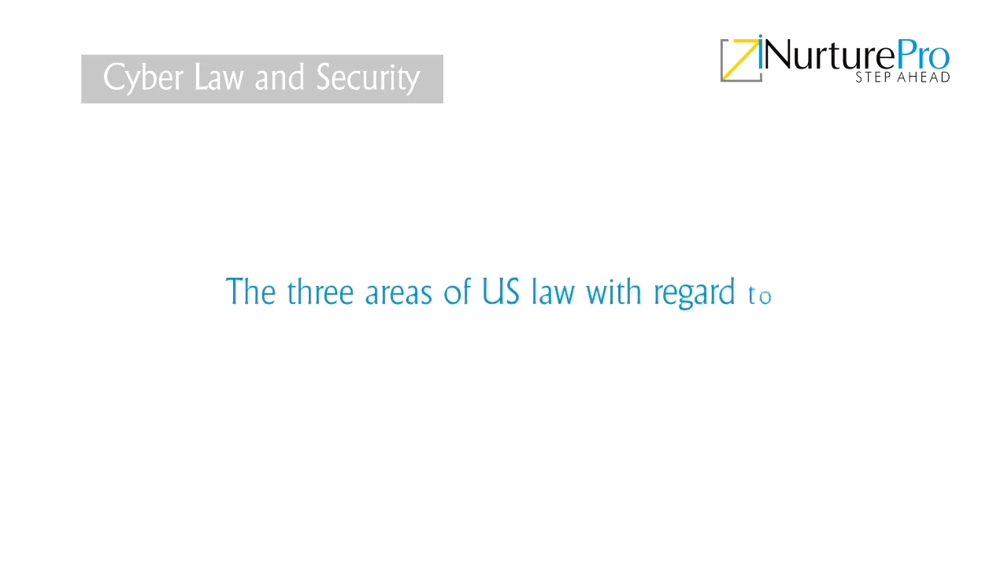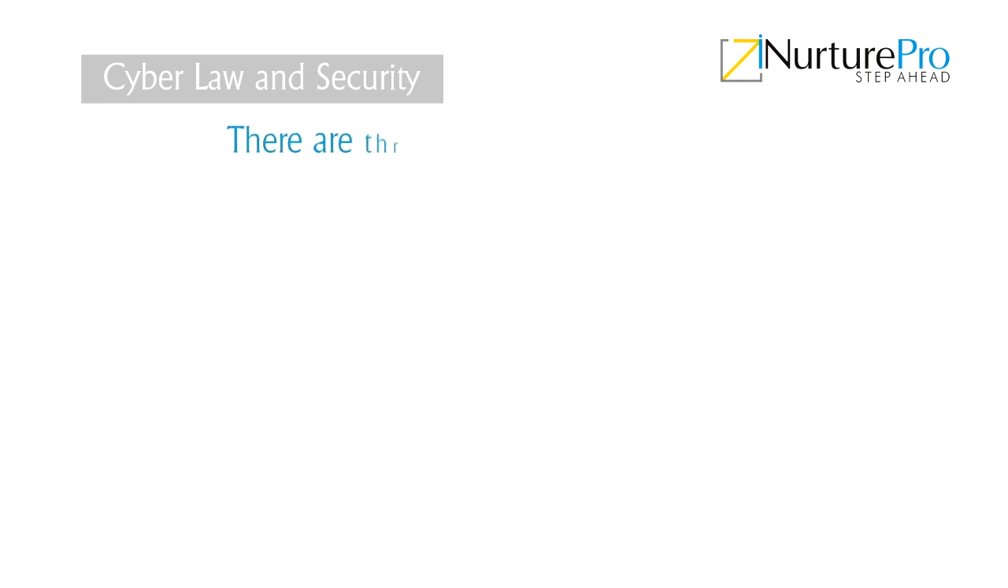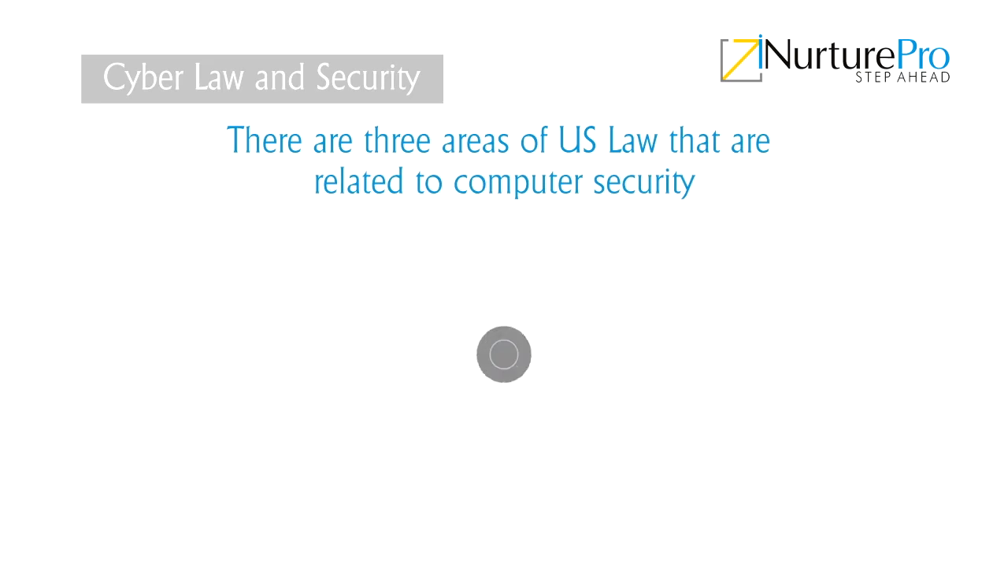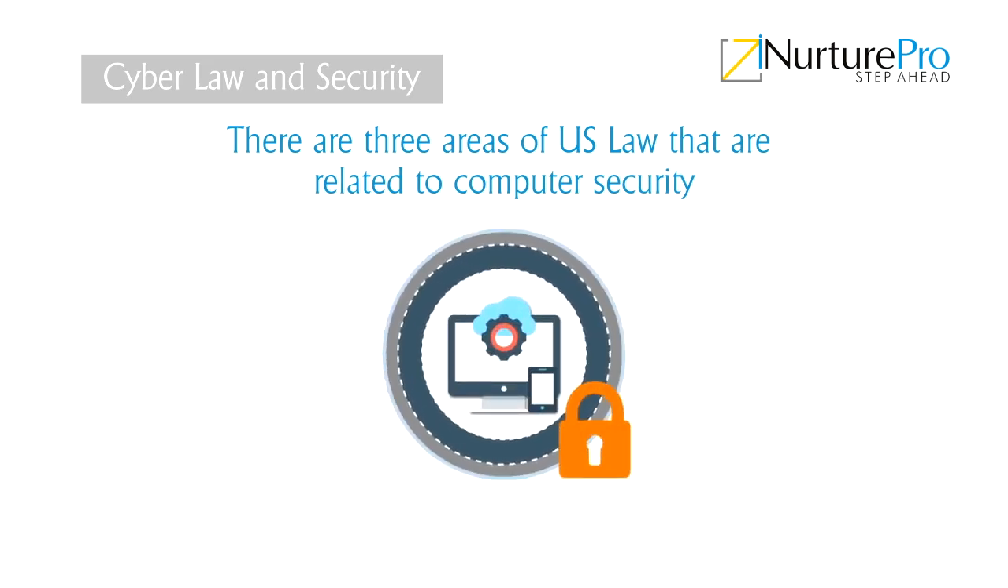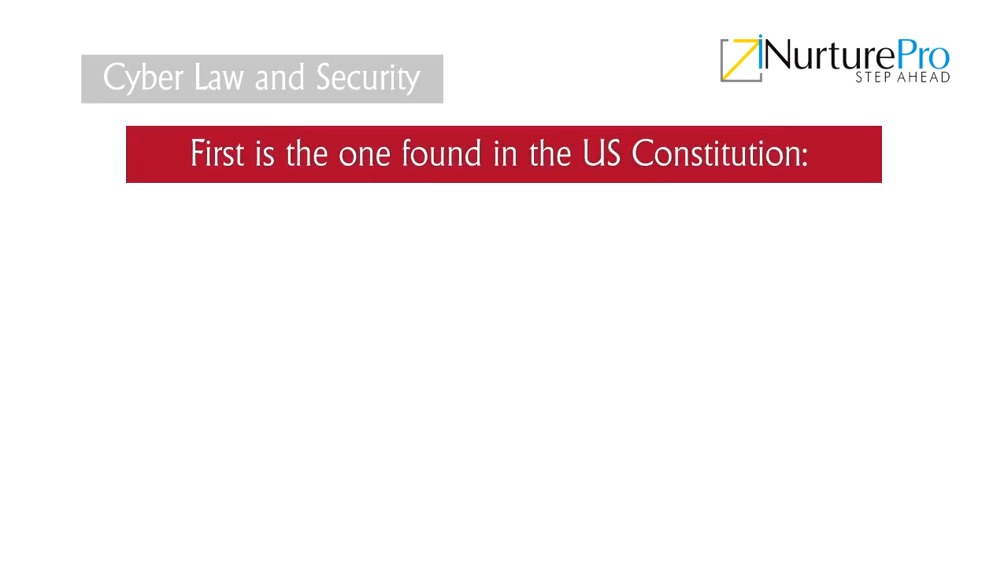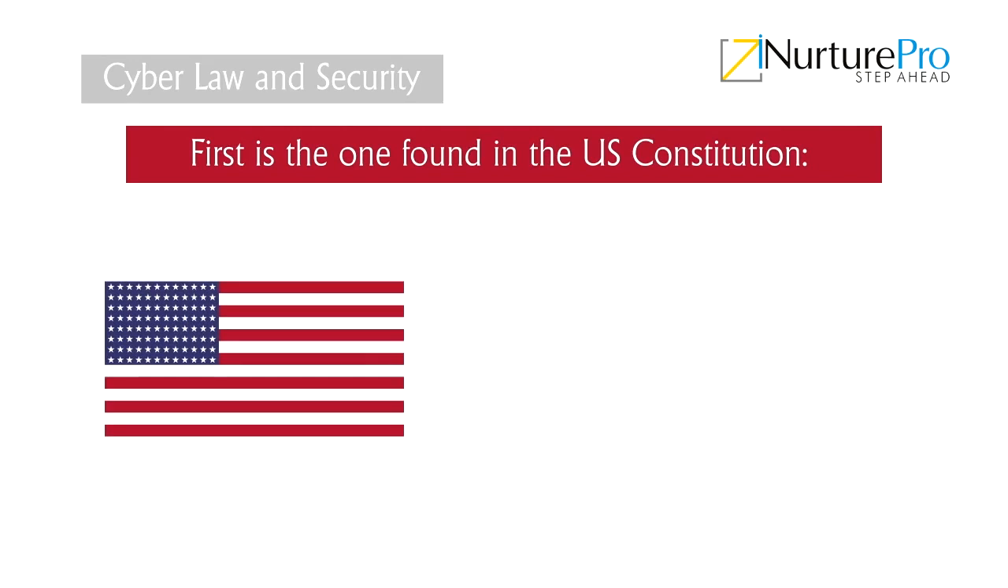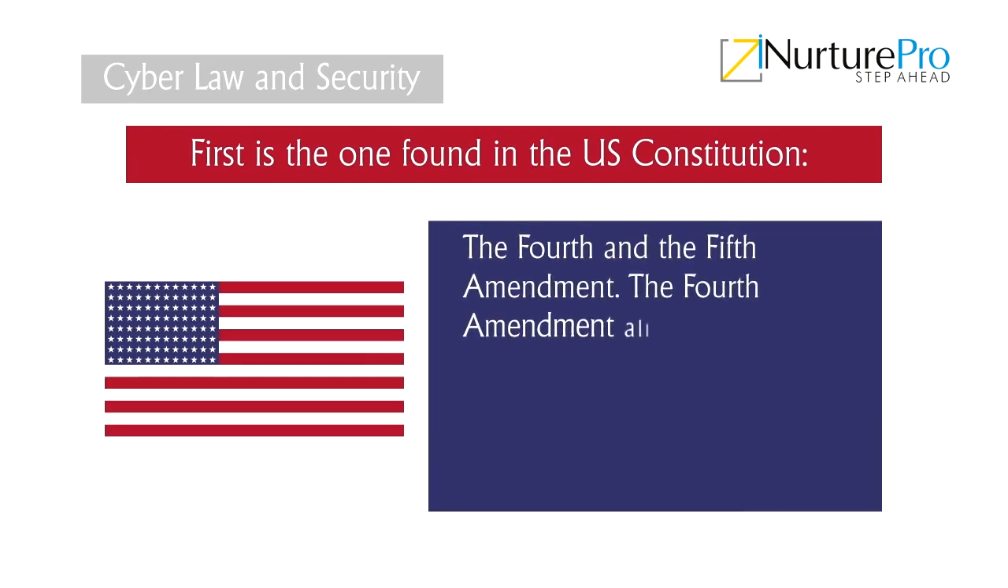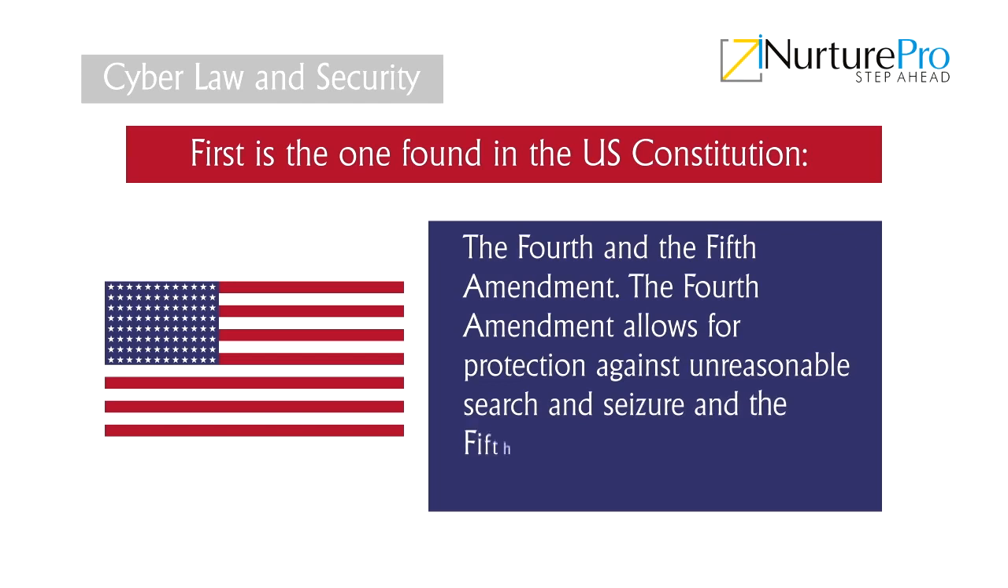Next, we will see three areas of US law with regard to cyber security. There are three areas of US law that are related to computing security. Number one, first is the one found in the US Constitution, the 4th and the 5th Amendment. The 4th Amendment allows for protection against unreasonable searches and seizures, and the 5th Amendment is against self-incrimination.